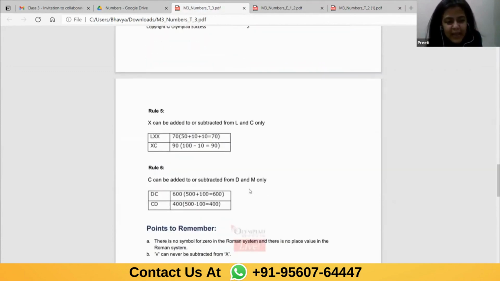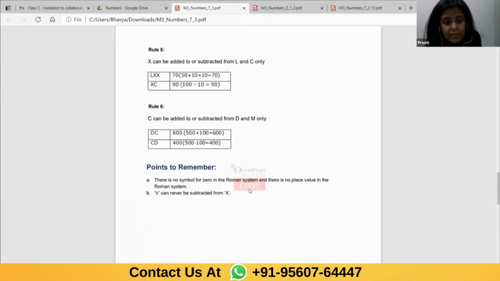Okay. X can be added to or subtracted from L and C only. I have told you this. C can be added to or subtracted from D and M only. This is also what I told you.